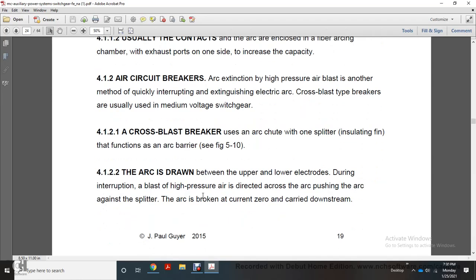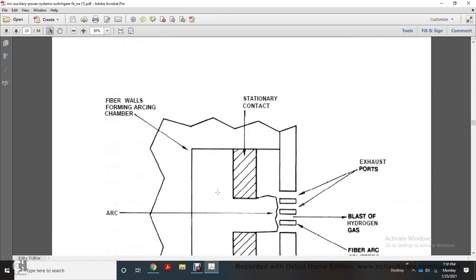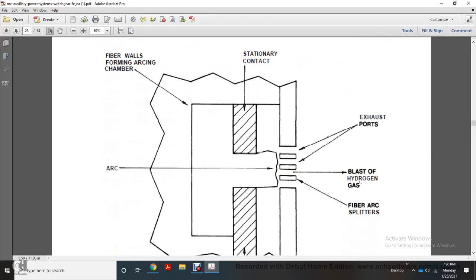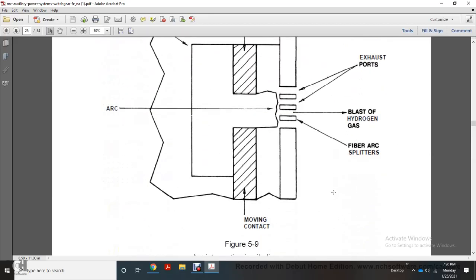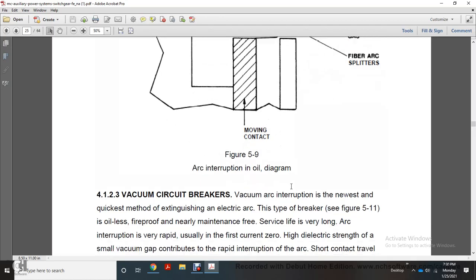The arc is drawn between the upper and lower electrodes during the interruption of the blast. The high pressure air is directed across the arc, pushing the arc against the splitter. The arc is broken at current zero, carrying downstream. Shown are fiber walls, forms, arcing chambers, stationary contact, exhaust ports, blast of hydrogen gas, fiber arc splitters, moving contact, and arc.